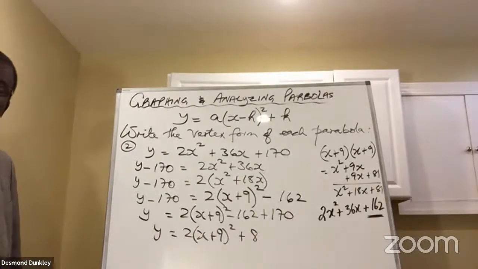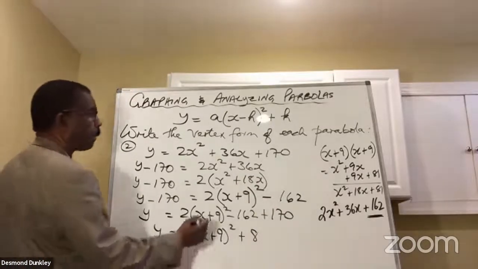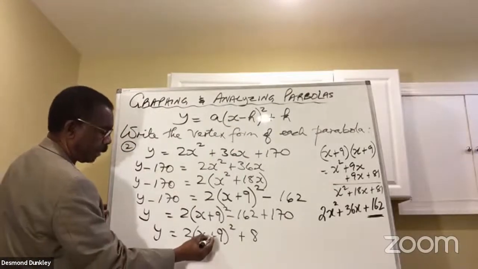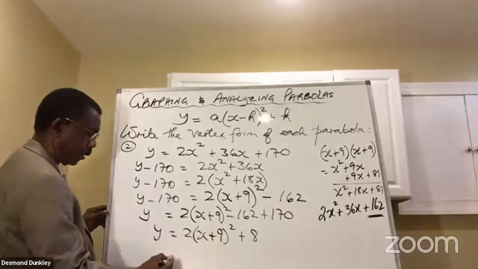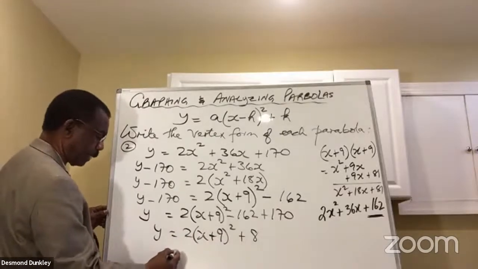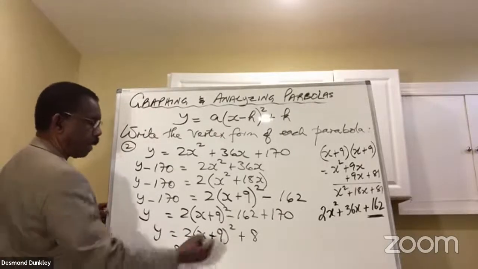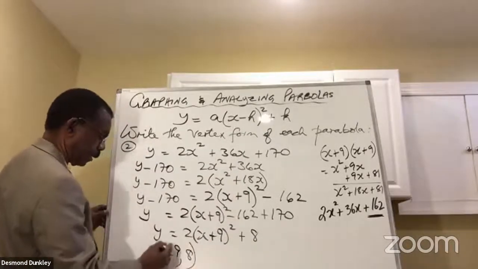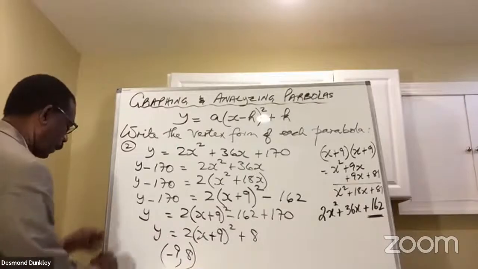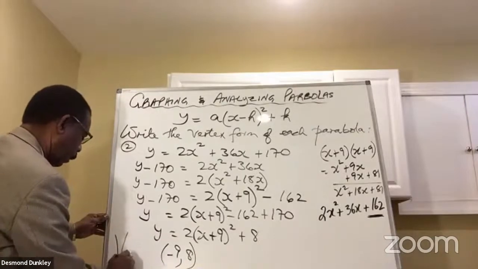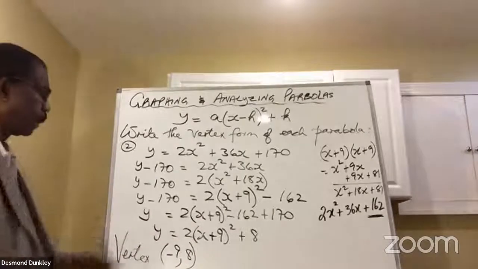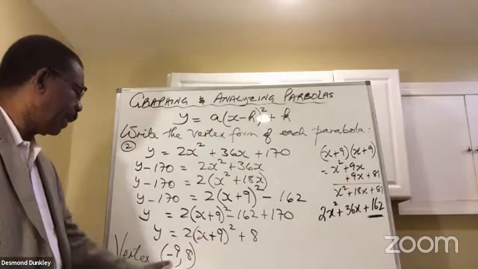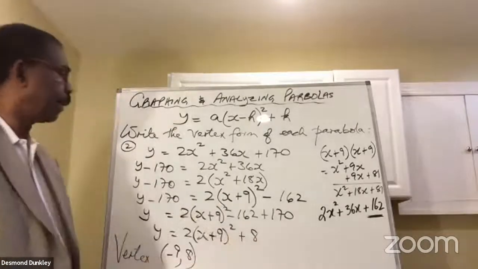What is the axis of symmetry? It's going to be, notice, x minus h. So then since this is a plus 9, your h is going to be negative 9. Plus k, so k is going to be just 8. So the vertex, just by looking at the vertex form, I picked off the negative 9 and I picked off the 8.